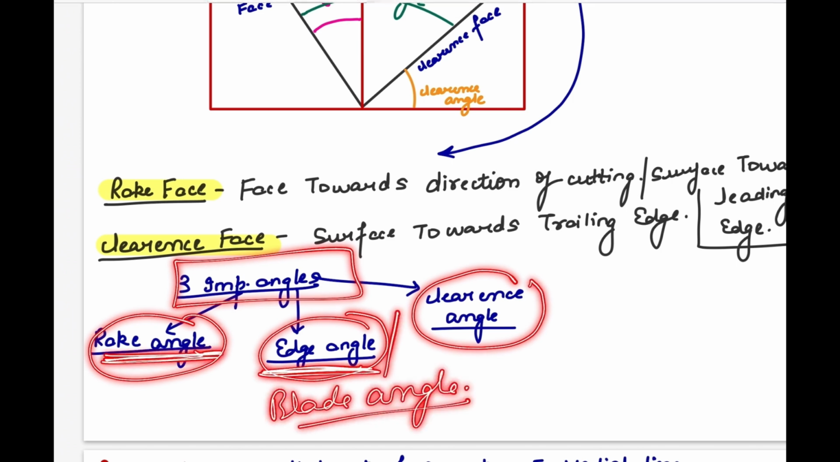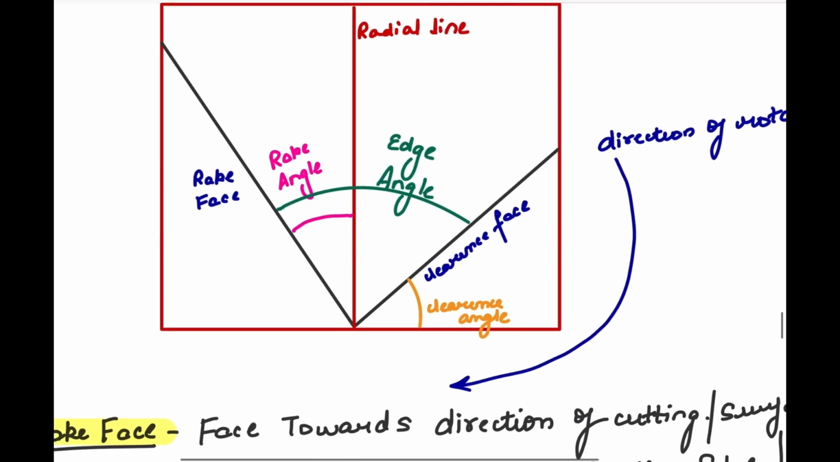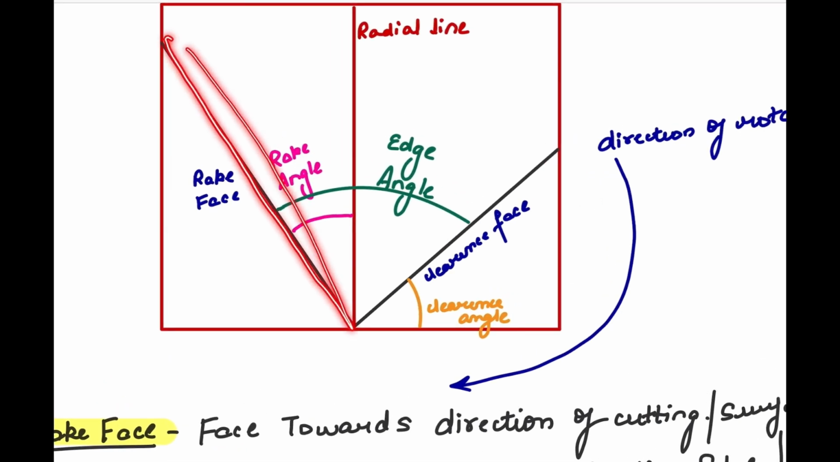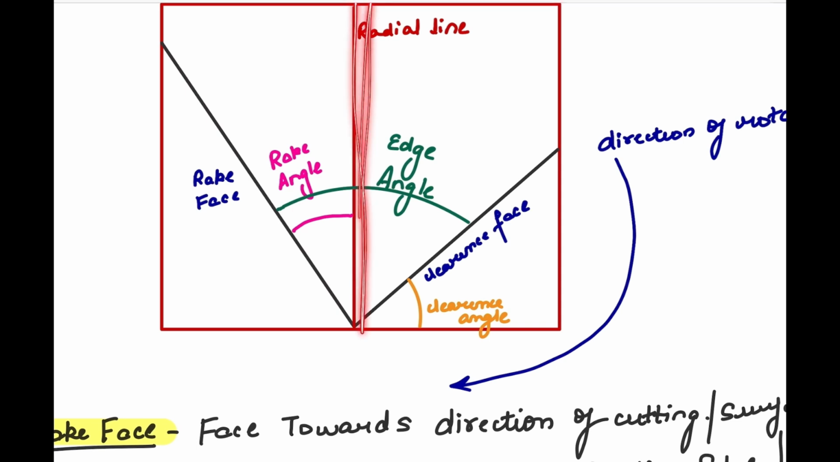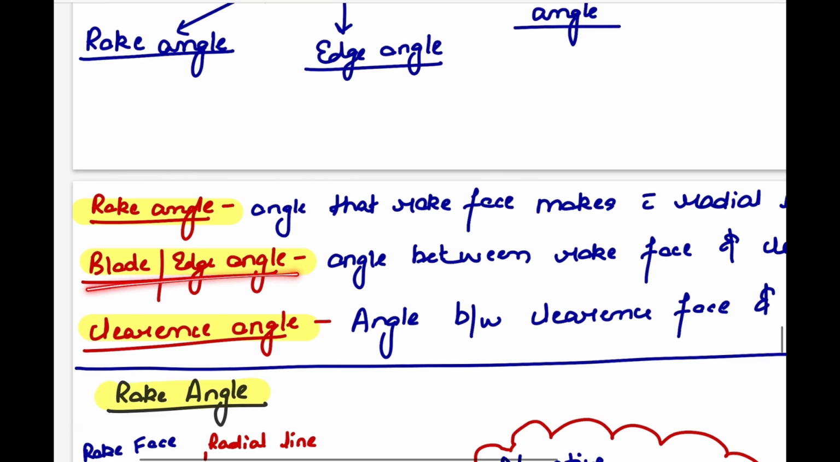First, let's understand what is rake angle. Rake angle is the angle that the rake face makes with the radial line. In this diagram, this is our rake face, this is our radial line. So the angle formed between the radial line and the rake face, shown in pink, this is the rake angle. An angle is always formed between two lines. So the angle formed between the rake face and the radial line is known as the rake angle.